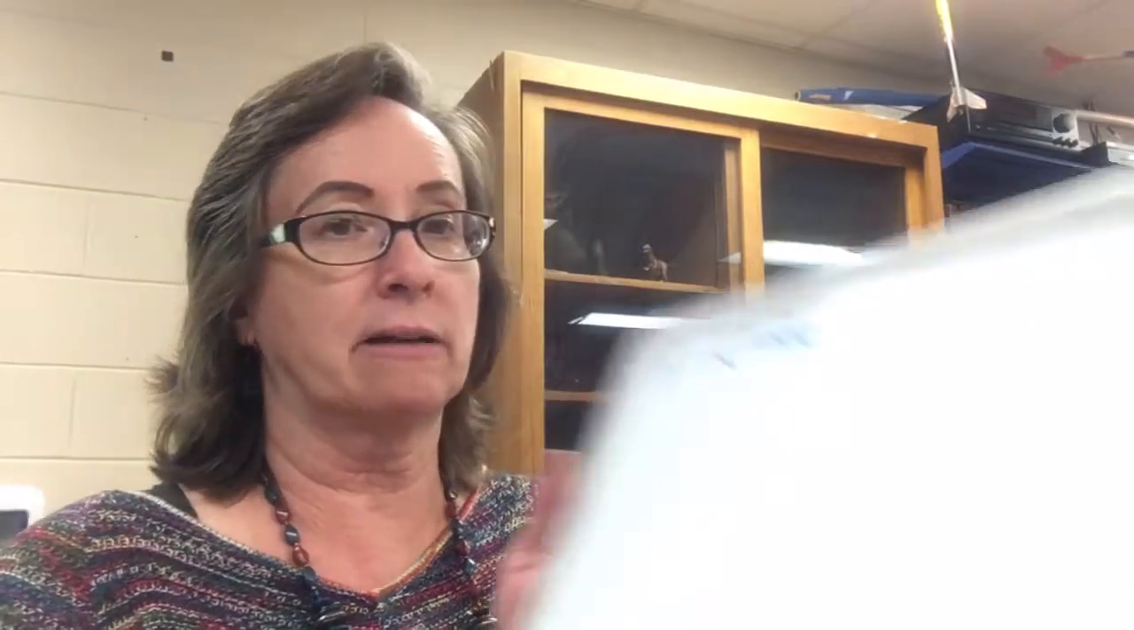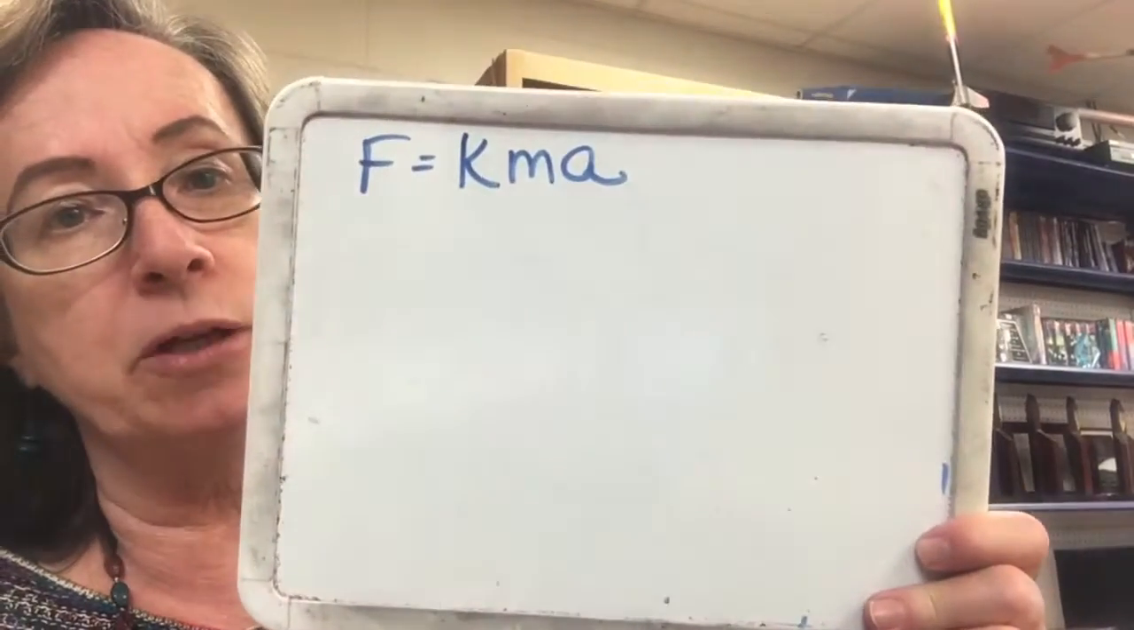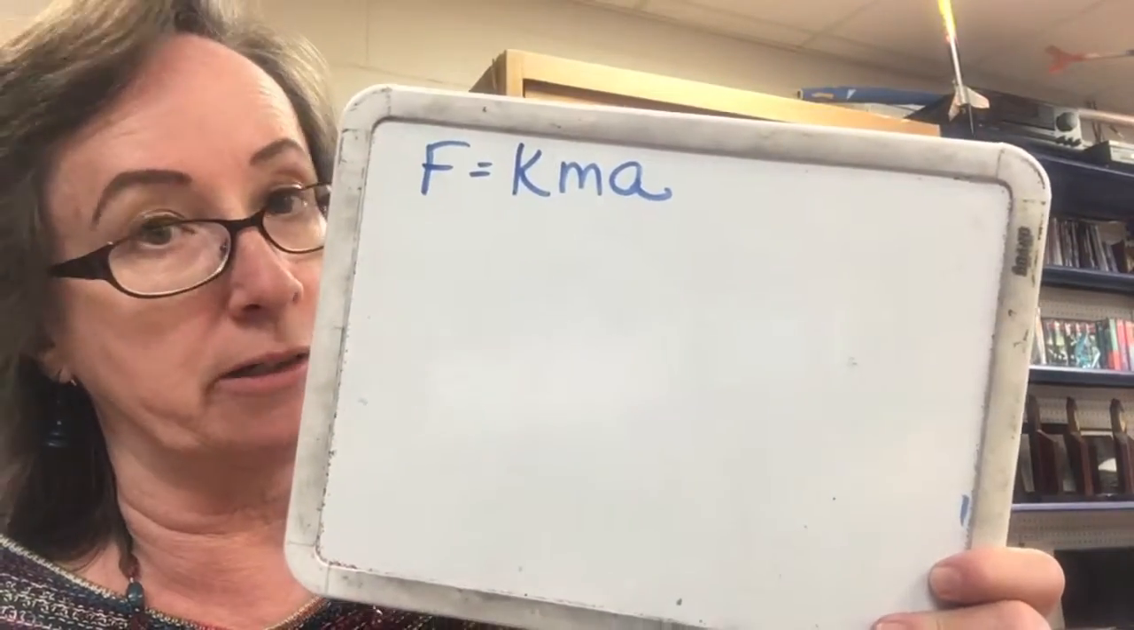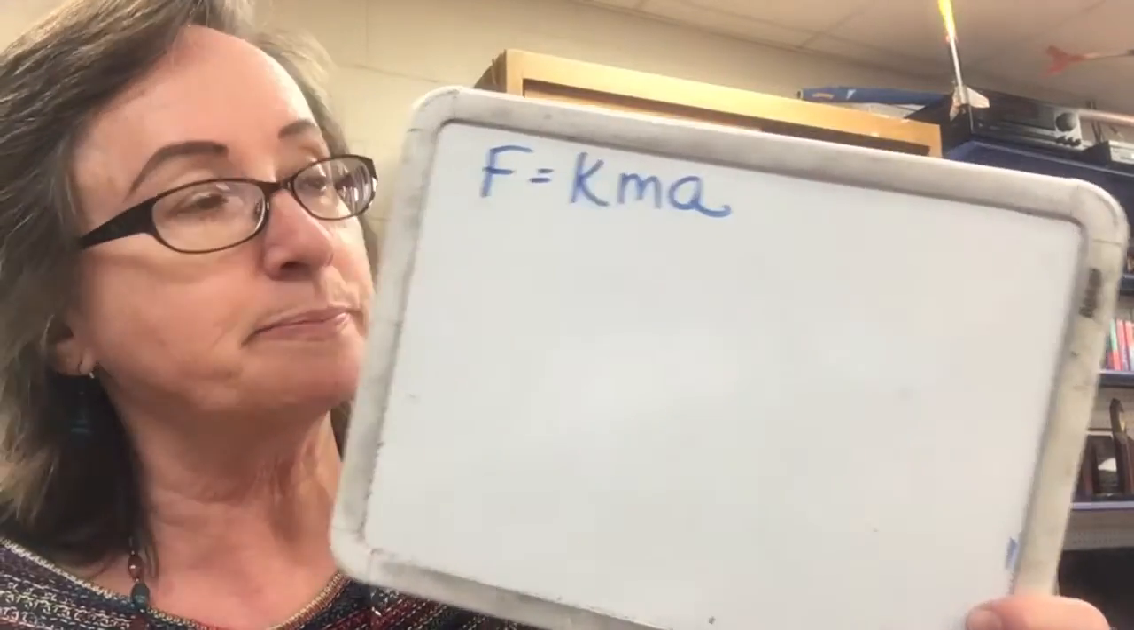Okay, so basically it says the force exerted on an object varies jointly as the mass and the acceleration of the object. So we're going to have force varies jointly with mass and acceleration. Okay, so anytime you have a joint variation, you're going to assume everything is direct.